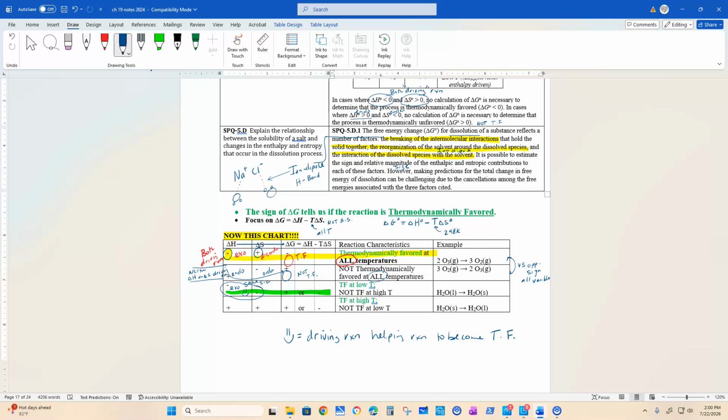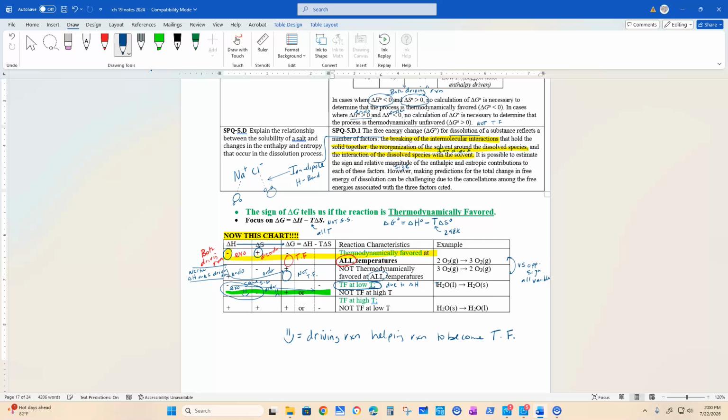Okay? But your S is negative. That means you're creating order. You're creating less movement, not driving the reaction, okay? So now you have two possible answers. Your delta G could be positive or negative, okay? So remember, if our H is negative and our G is negative, which means thermodynamically favored, it will only be thermodynamically favored at low temperature, okay? And this is going to be due to delta H driving the reaction. What we mean by low temperature is usually something less than 298.